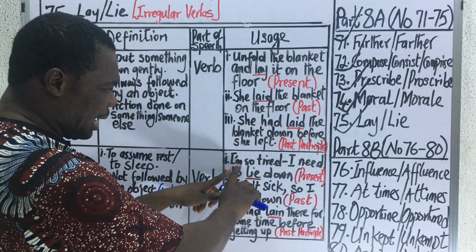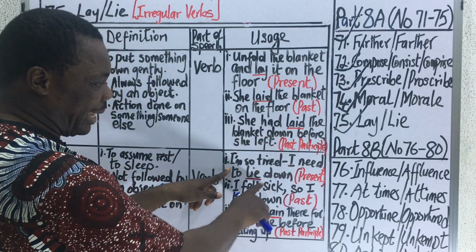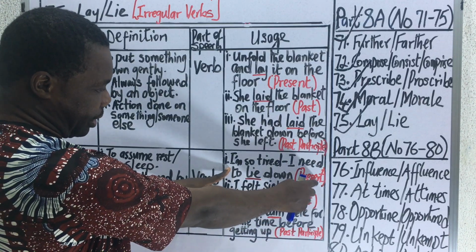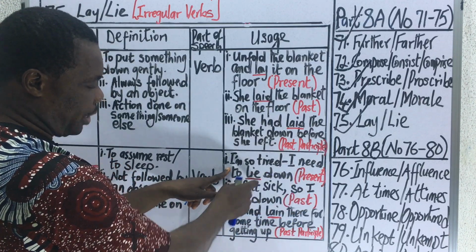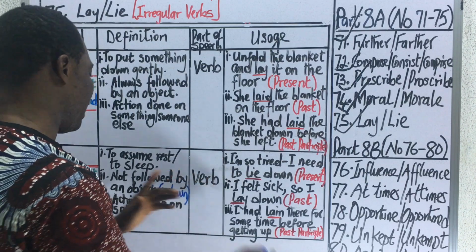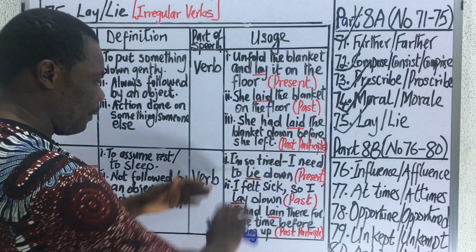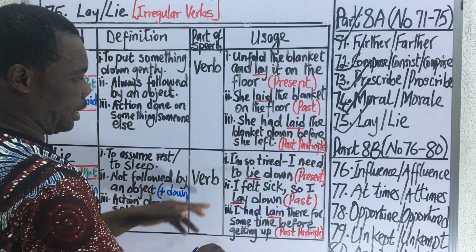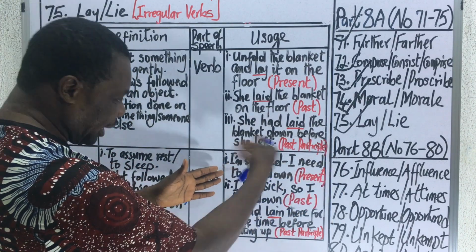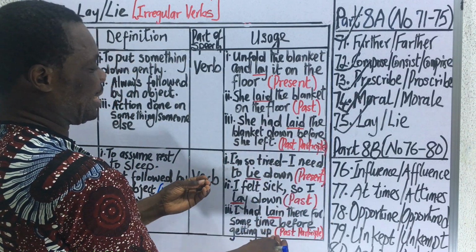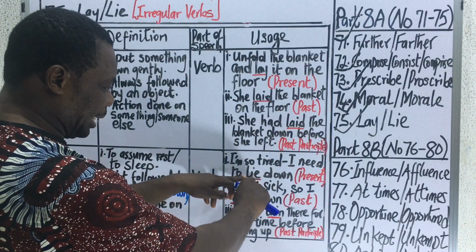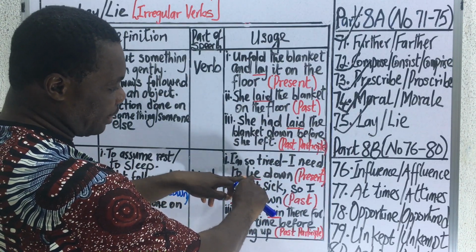Number one, I am so tired, I need to lie down. This is the present tense usage of the word lie. And like we explained, you can see that it is being followed by what? Down. And if you consider the expression very closely again, you discover that the person speaking in this context is the same person receiving the action that is being released by this verb.